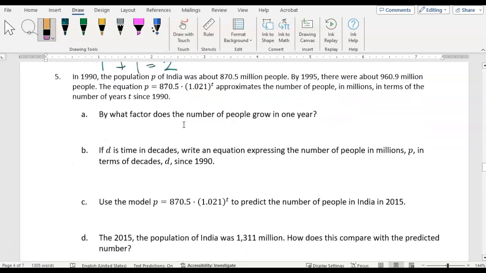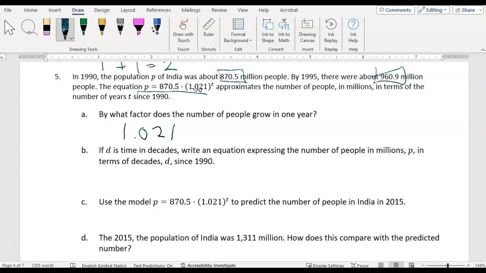In 1990, the population P of India was about 870.5 million people. By 1995, there were about 960.9 million people. Right, so that's the increase. The equation approximates the number of people in millions in terms of the number of years since 1990. By what factor does the number of people grow in 1 year? So here we're looking at the factor, so that is 1.021. If we're looking at the rate, then we're looking at 2.1%, which we see here, right? Moving that decimal point over, 2.1%.